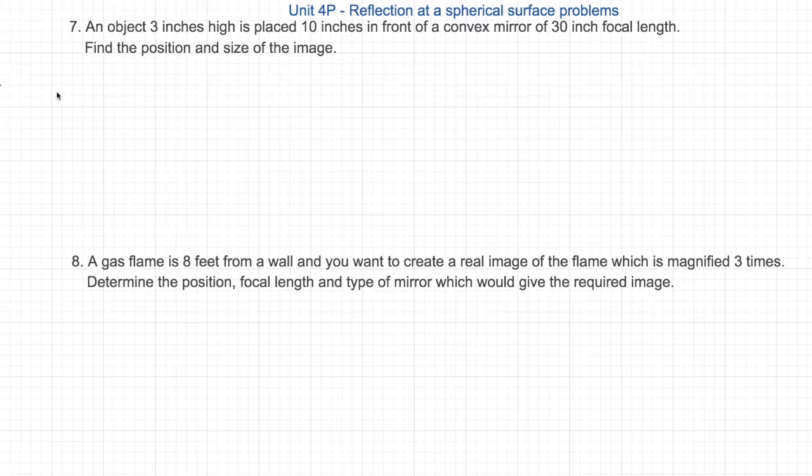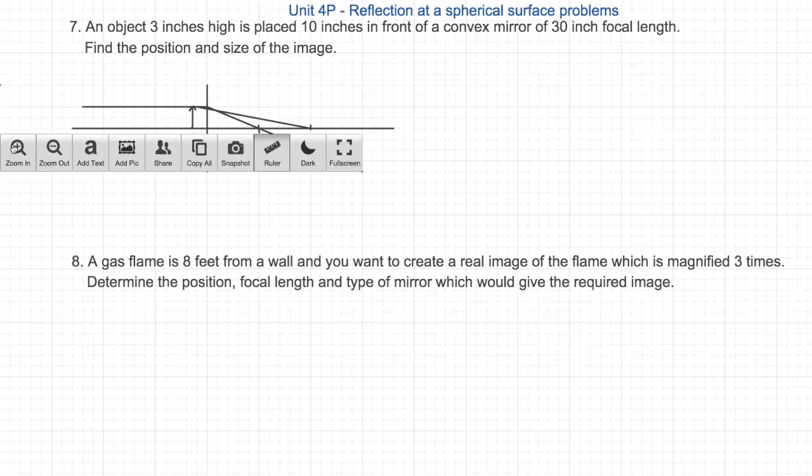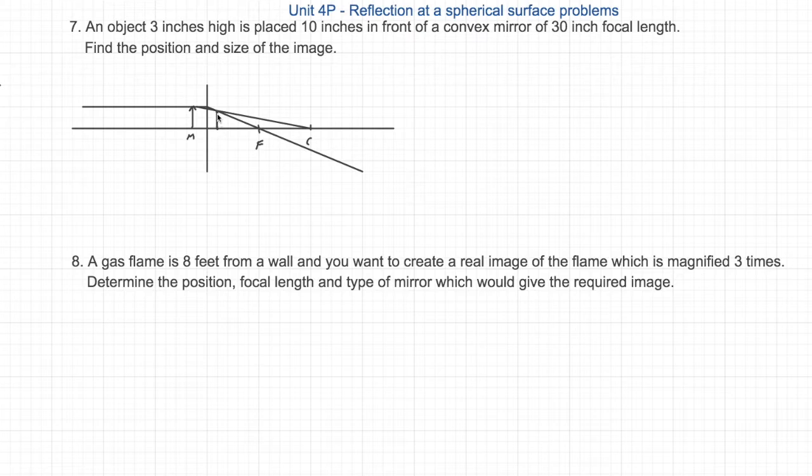Question 7, an object 3 inches high is placed 10 inches in front of a convex mirror of 30-inch focal length. Find the position and size of the image. We'll draw our optical axis, our mirror being convex. F and C are on the right side. We'll place our object pretty close to the mirror, send our parallel ray reflecting through F, our ray along the normal, and they intersect just behind the mirror, forming a virtual erect image, M prime.